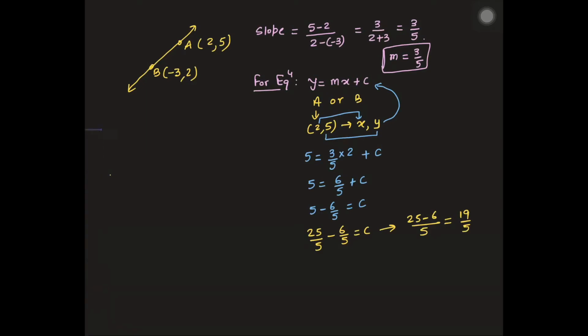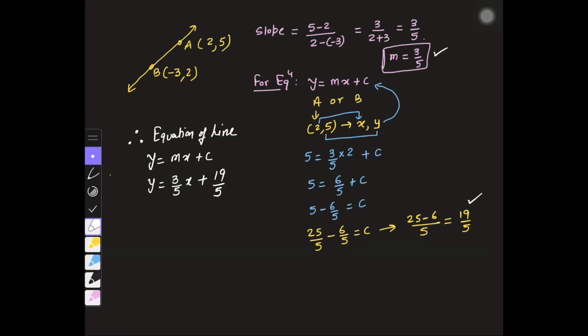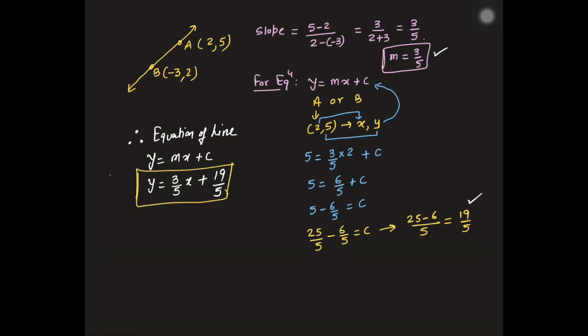So we got c and we have already m. Now the format is y equals to mx plus c. So let's use that format and substitute the values in correct positions with correct sign. Okay, y equals to 3/5x plus 19/5. I believe you understood. You pause the video and you can repeat these steps.